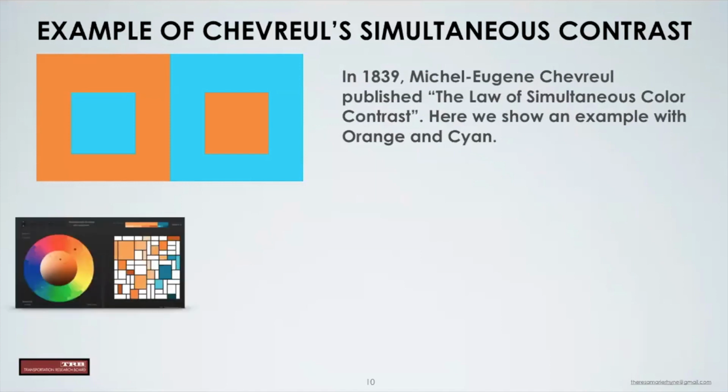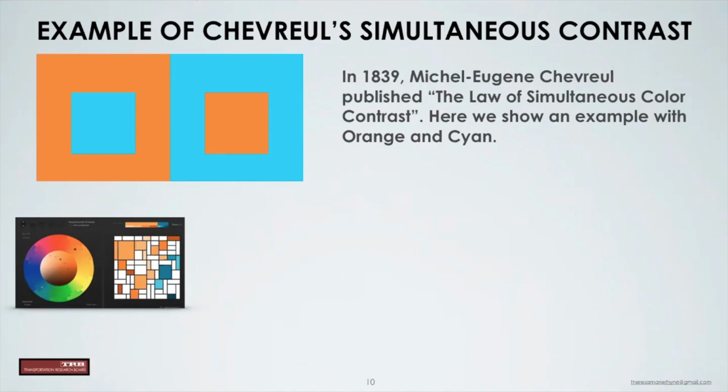It's called simultaneous contrast. You cannot look at two colors that are directly opposed to each other on the color wheel. That's called complementary color. They directly oppose each other. Is it orange? Orange and cyan. They directly oppose each other on the color wheel.